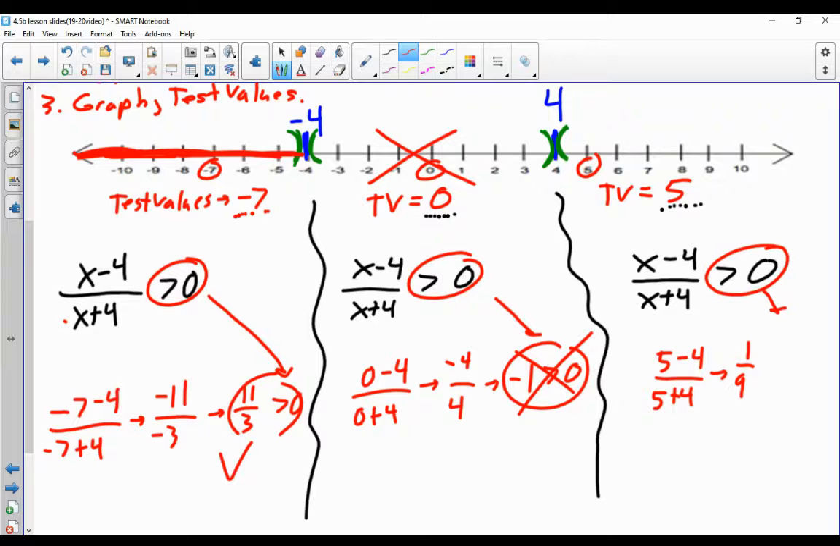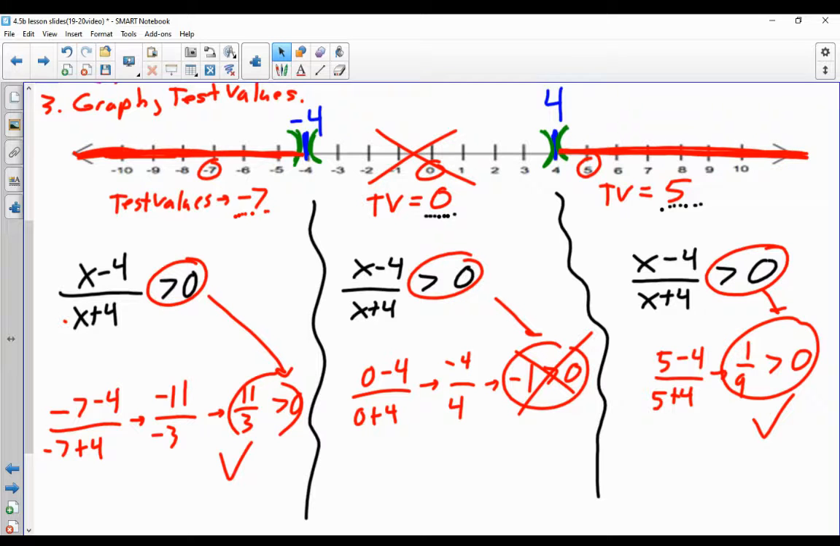And is 1/9 greater than 0? It sure is. 1/9 is greater than 0. So this test value worked. So thus this interval is part of my answer. Okay, now we have tested each interval. We have shaded what worked and crossed out what is not.